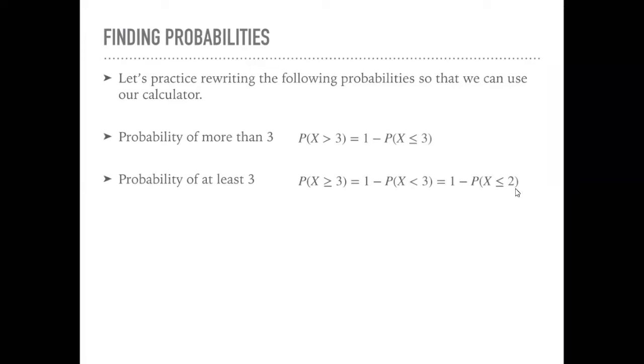So what we're using here are some complement rules. In addition to using our complement rules, we're also keeping in mind that this is a discrete distribution. So being less than 3 is the same as being less than or equal to 2, because if you have to be smaller than 3 and you have to be a whole number, the biggest thing that you could be equal to is 2. Now, the probability of less than 3 would be equal to the probability of X is less than or equal to 2.